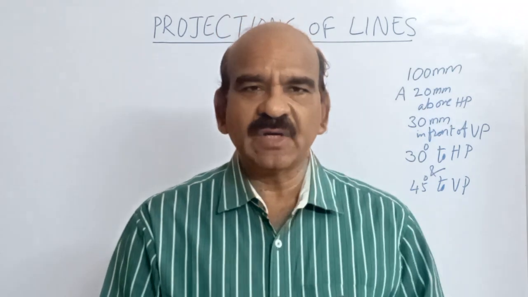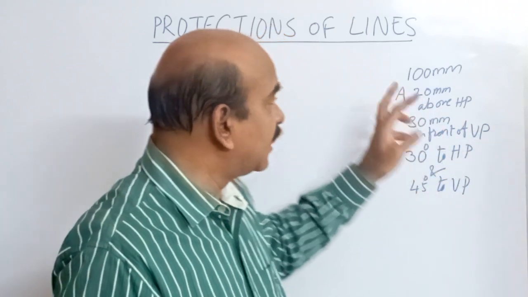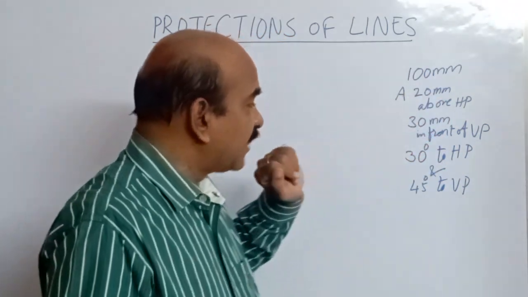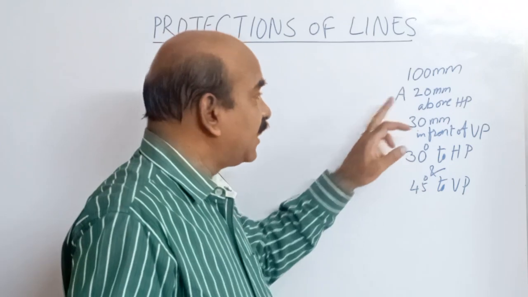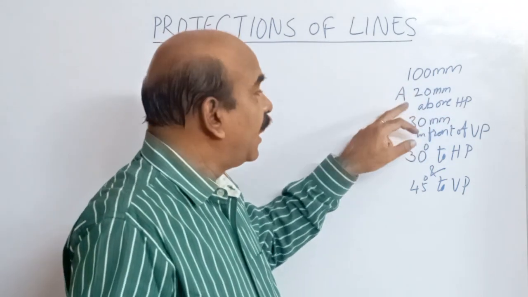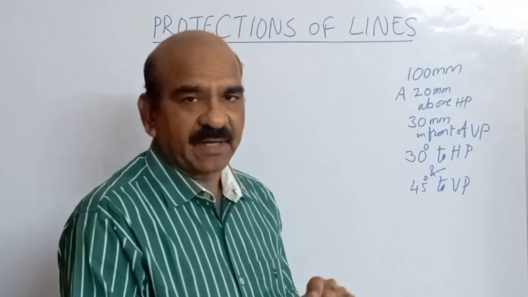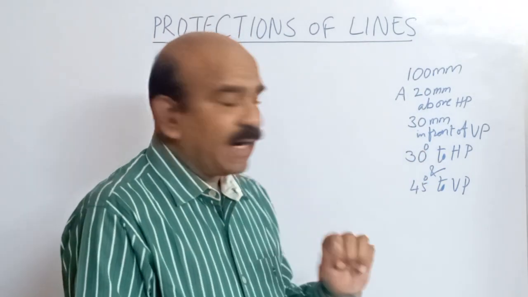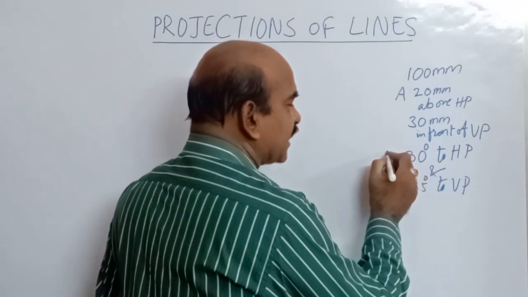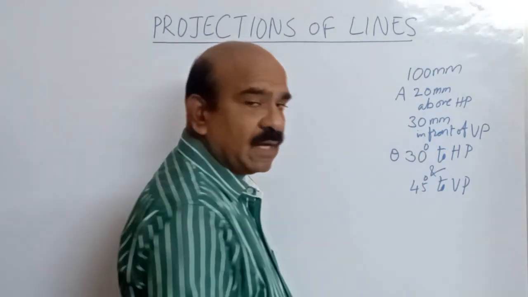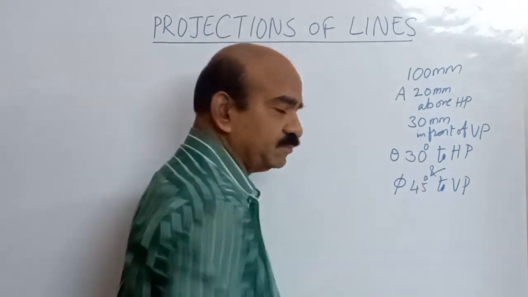So here we are going to see a line AB. Say here it is given: AB is the line and 100 mm long, right? That is the true length of the line. Point A is 20 mm above HP and 30 mm in front of VP. And the line is inclined at 30 degrees to HP, we call this angle theta, and 45 degrees to VP, that we call phi.